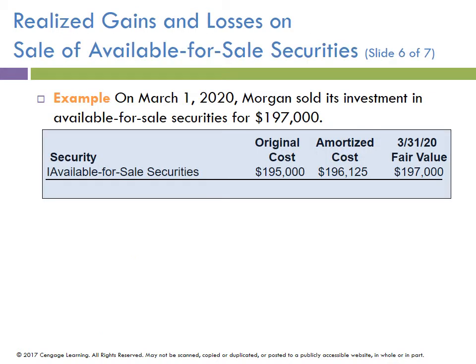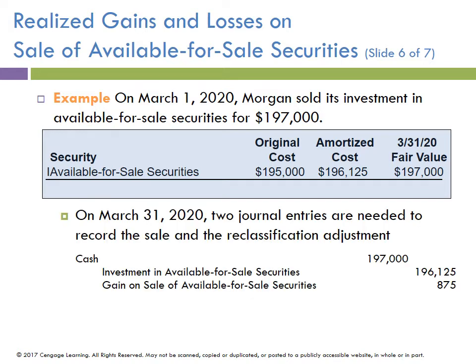Now, what happens when we sell an available for sale security? Well, on March 1st, 2020, Morgan sells its investment in available for sale securities. It originally cost $195. It's amortized up to the date of sale to $196,125. So everything's been recorded through the date of sale of March 1st. And it sold for $197 on March 1st. So they'll debit cash $197, credit the investment for its amortized cost of $196,125, and the difference would be a gain on sale because they sold it for more than its current carrying value.